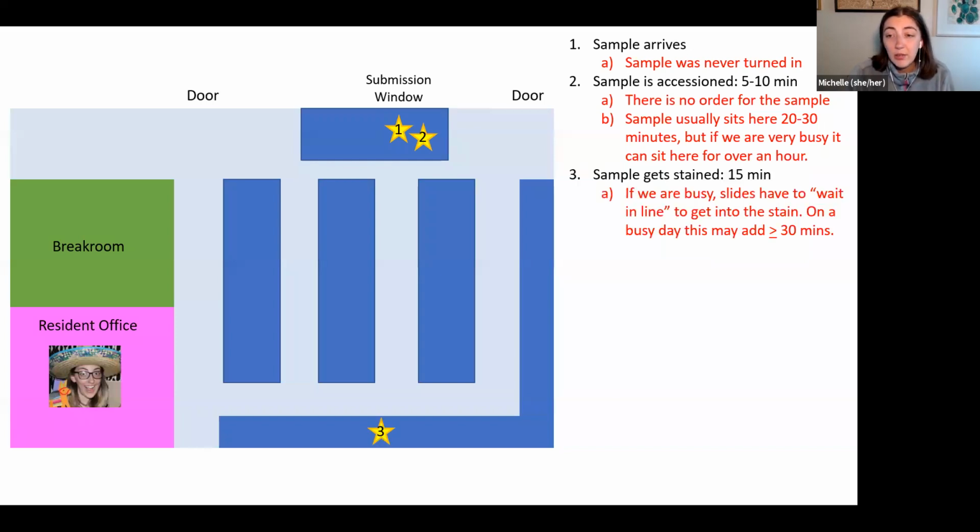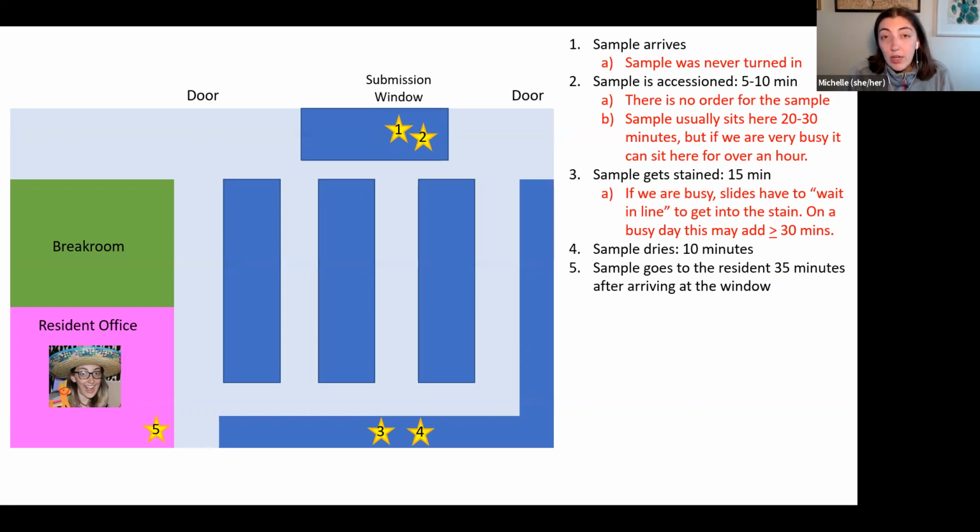Then the sample gets stained. If we're very busy, the slides have to wait in line because we don't have a slide stainer. This can add 30 minutes or more, especially in the afternoon, if we have 5 samples of like 20 slides each that were just turned in. We can only stain so many slides at once, so they have to wait in line. Then the sample dries, and then it goes to the resident. Depending on how the day is going, the sample may not arrive to the resident until 50 to 90 minutes after it has arrived at the window.